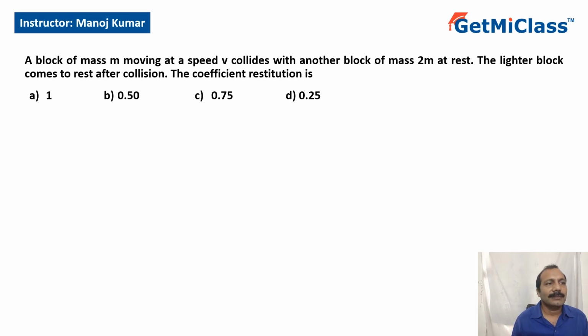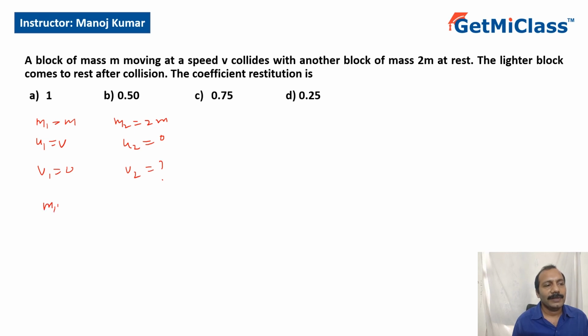First case, a block of mass m moving at a speed v. So m1 is m, u1 is v, m2 is 2m, u2 is 0. Now v1 is 0. I need to find what is v2. So we'll use conservation of momentum.